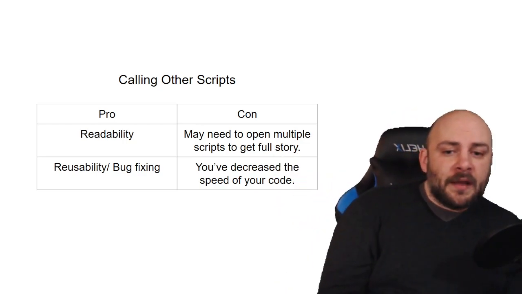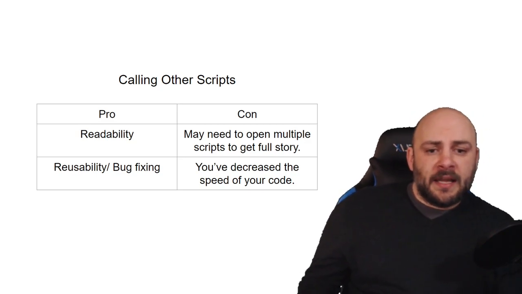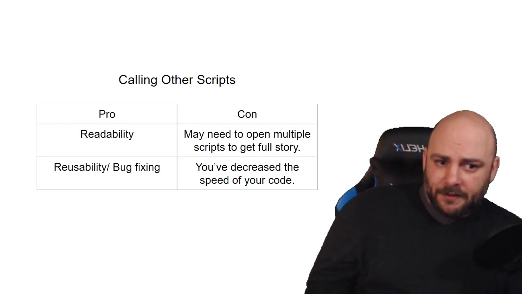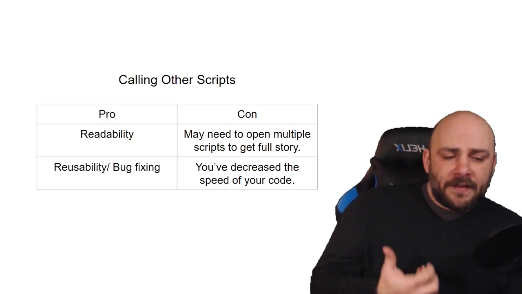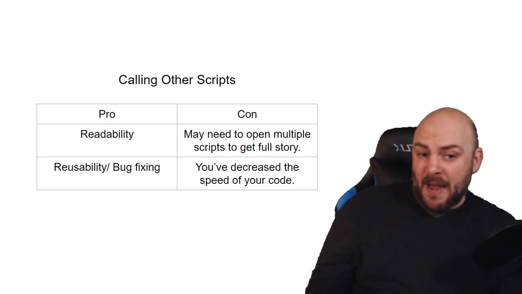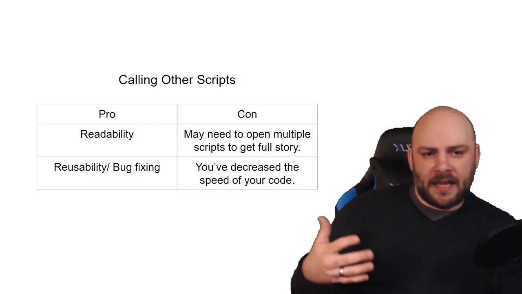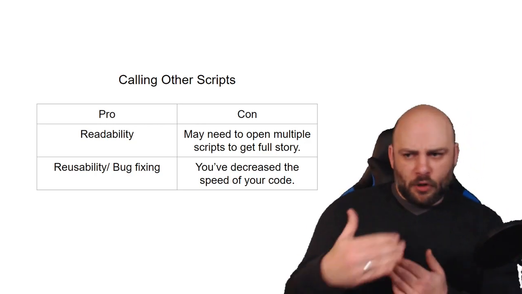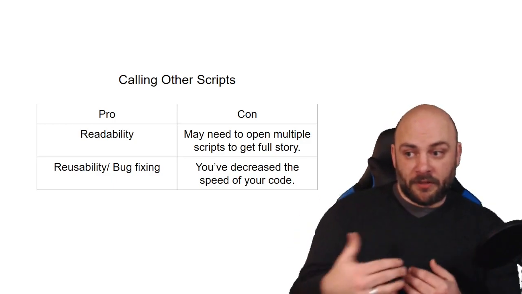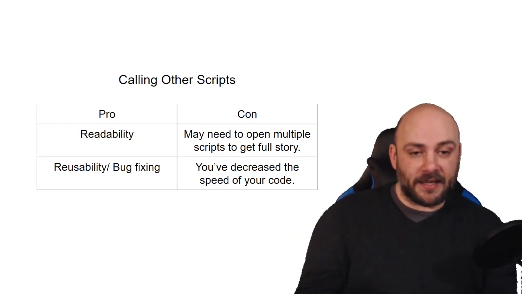A pro, you can take advantage of reusability, which aids in your bug fixing, okay? But a con to that is you have, in fact, decreased the speed of your code. By how much? I don't really know. We don't have some good benchmark testing in any of the Fallout games of how long it takes to call one script to another and how much time it takes to pass that control.